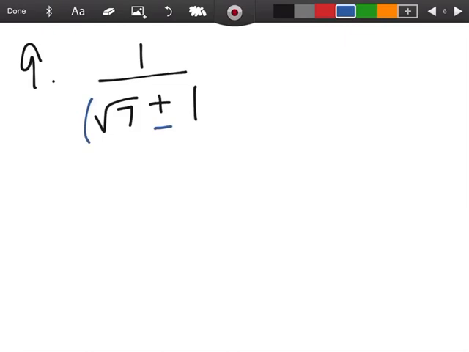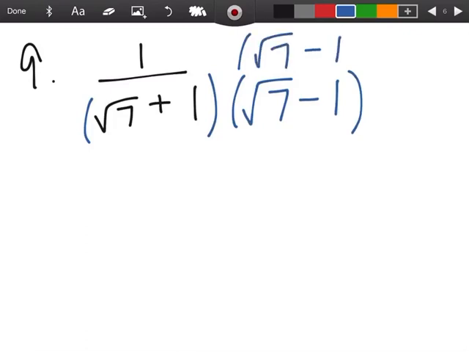So if this is the quantity root 7 plus 1, I need to multiply by the quantity root 7 minus 1. Essentially, it's what I'm multiplying by to get rid of any radicals. So the conjugate in this case is root 7 minus 1. So I'm going to multiply the numerator and the denominator by root 7 minus 1.